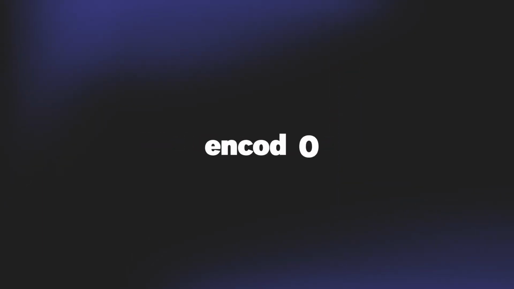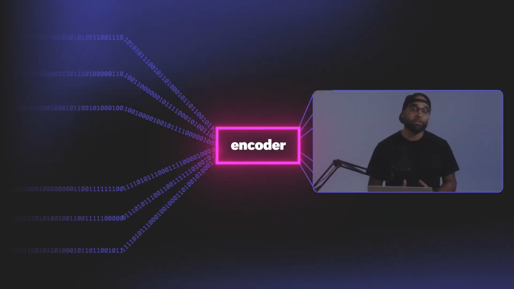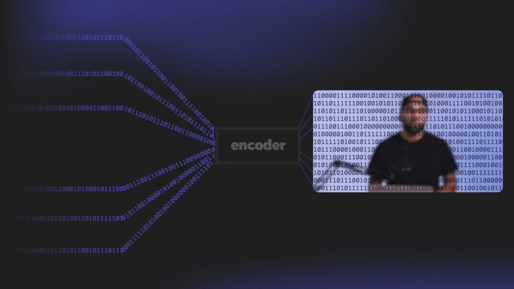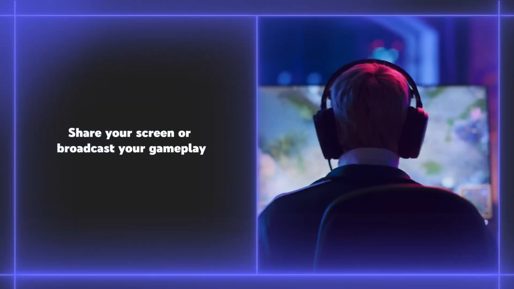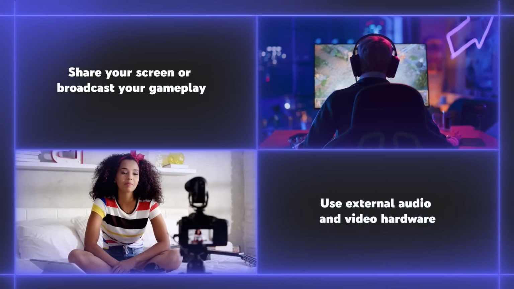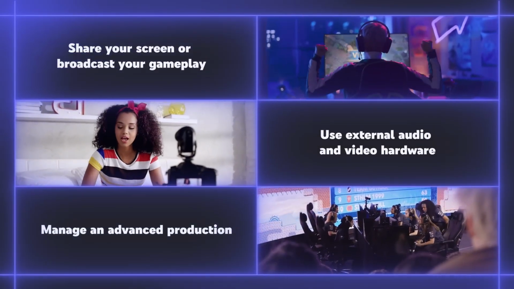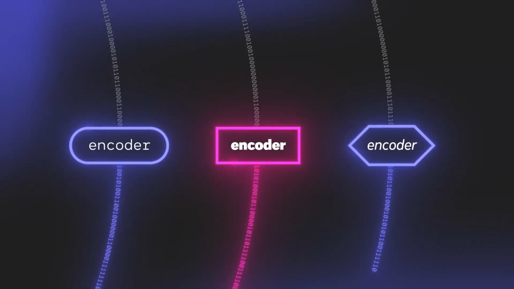A live streaming encoder is a piece of hardware or software that converts raw audio and video into a format that can be streamed digitally. Without an encoder, broadcasting uncompressed video files over the internet would be inefficient and the video wouldn't be readable by different devices. Using an encoder lets you share your screen or broadcast your gameplay, use external audio and video hardware, or generally manage an advanced production, like multiple cameras or outputs. Encoders must be acquired separately outside of YouTube, and each one is slightly different and has different capabilities. Be sure to choose the right encoder for you.